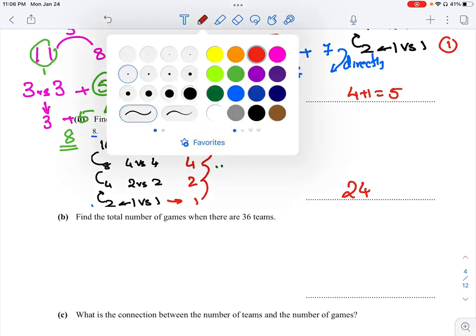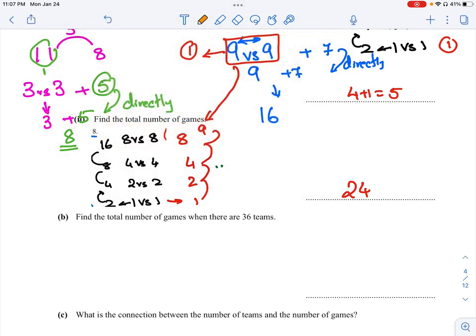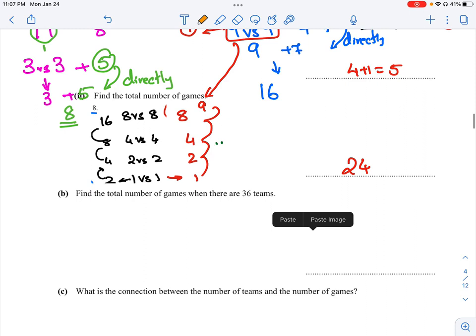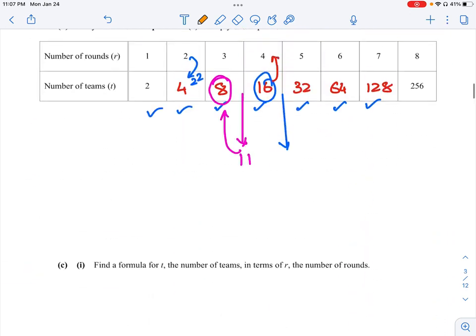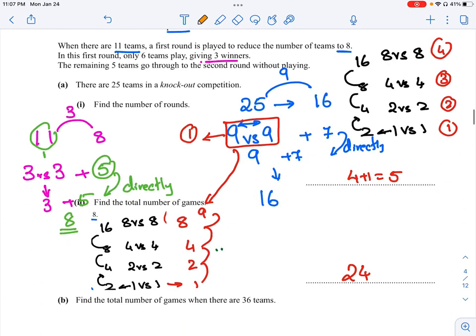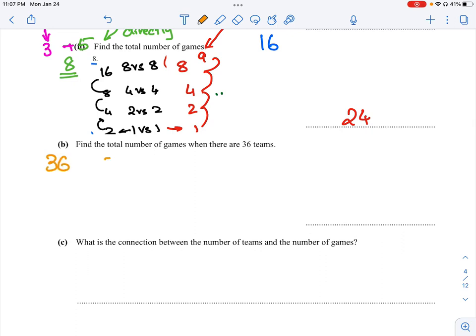Now coming to the next part of the question, he is asking to find the total number of games when there are 36 teams. So is 36 in the table? Let us check. No. 36 is between 32 and 64 and the nearest and the least is 32. So 36 has to be reduced to 32. So how many is that? 4. So I pick up 4 teams. To play against these 4 teams, I require one more 4 teams. So 4 plus 4 is 8. 36 minus 8 is 28. So 4 winners from here, 28 from here. So totally I get 32 teams.